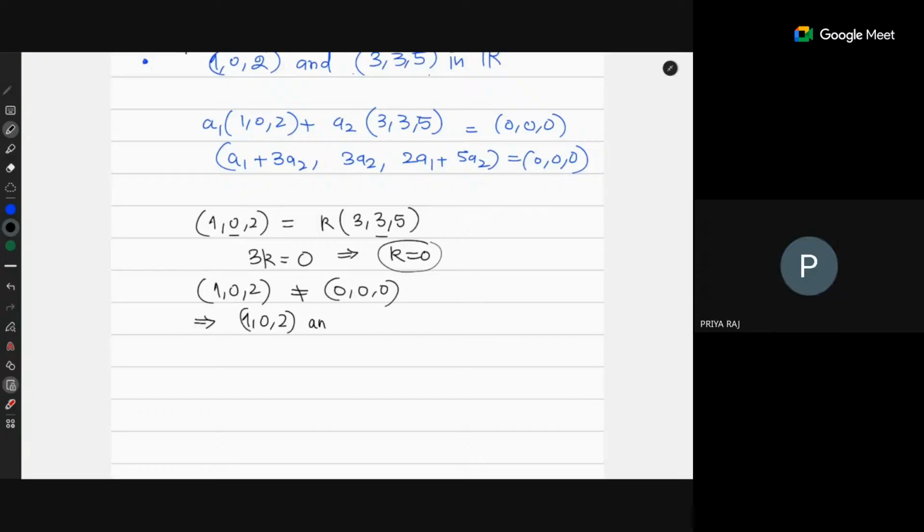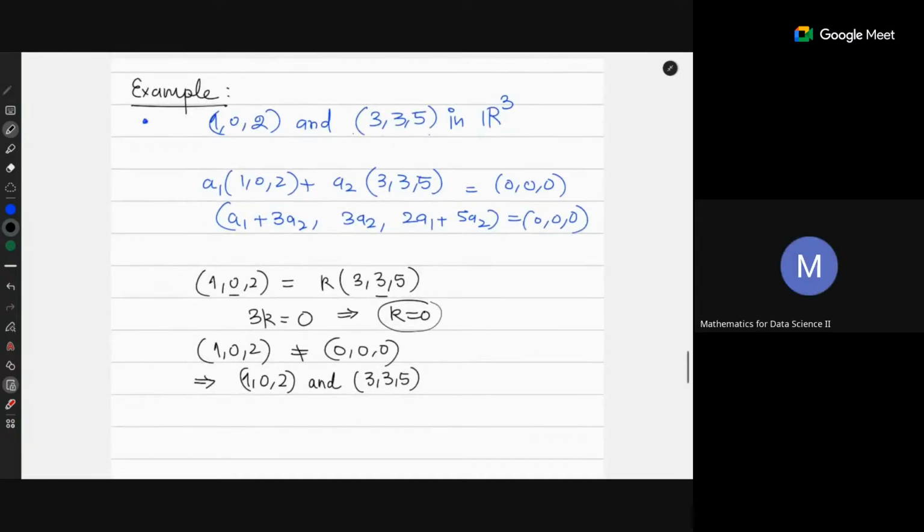Isn't it necessary that all should be a multiple of the second one? In case of two vectors, yes. That is what we just saw, right? If you have two vectors which are dependent, then you can write one vector as a scalar multiple of the other.